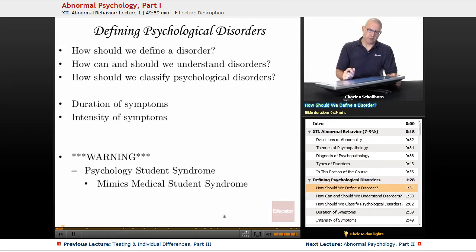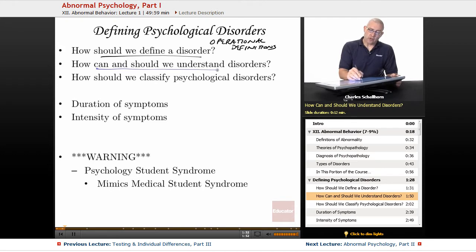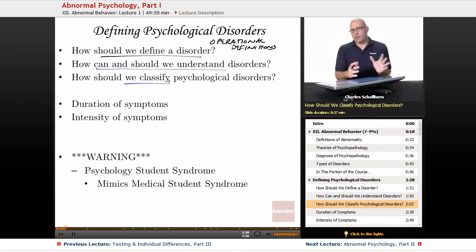So, defining psychological disorders. How should we define a disorder? That goes back to the idea of operational definitions. How do we operationally define when something is a disorder? How can we and how should we understand disorders? So is there a particular way we should understand disorders as opposed to a way that we should not? And that will make more sense later on. And then how should we classify?